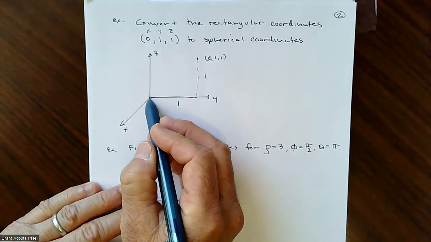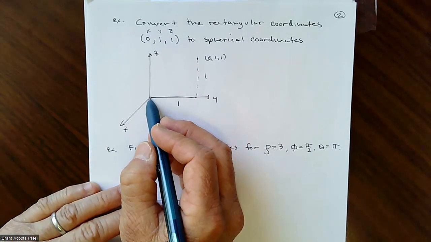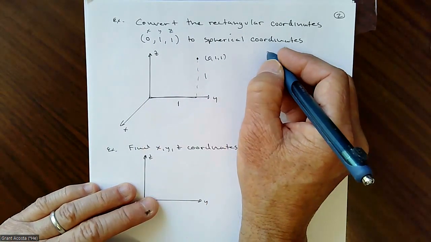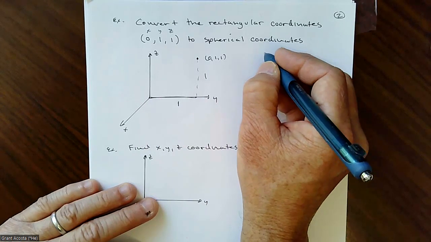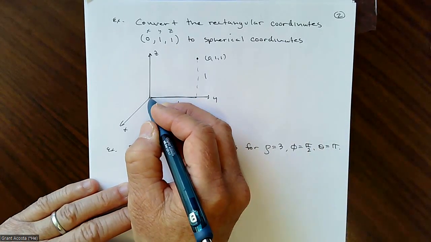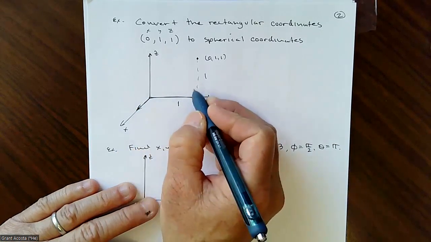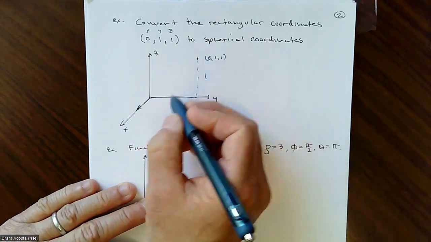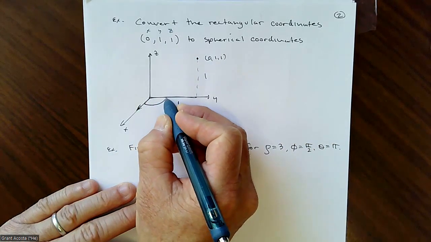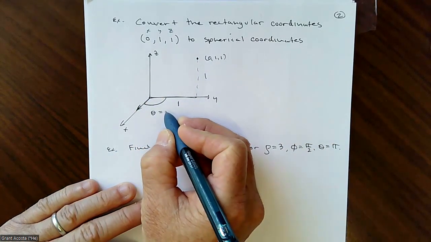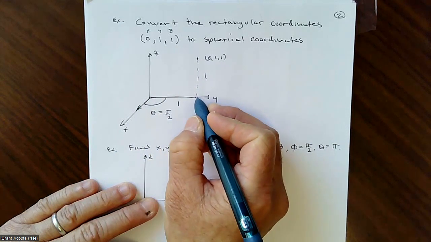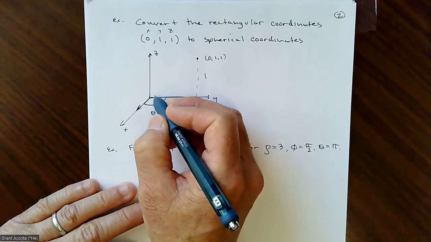So now think about how to get there in terms of my parameters rho, phi, and theta. So let's start with theta. Remember, your default is facing this direction, positive x-axis. So I want to face towards this direction. So I'm going to have to rotate theta equaling 90 degrees. That's pi over 2. Now I'm facing the correct direction.